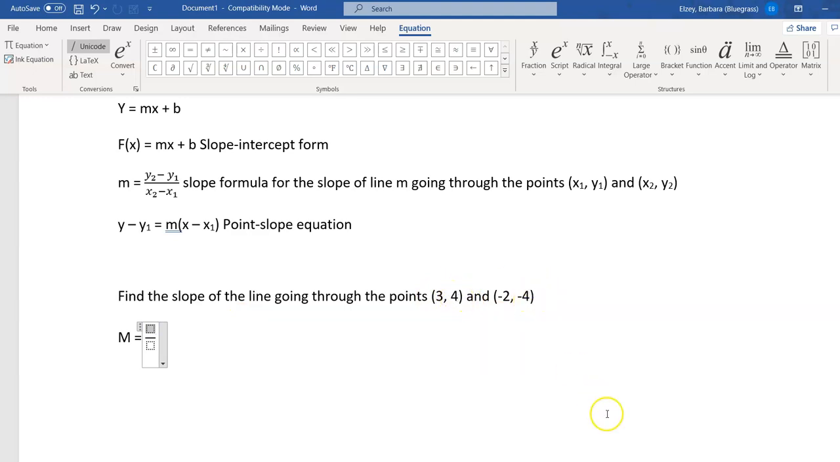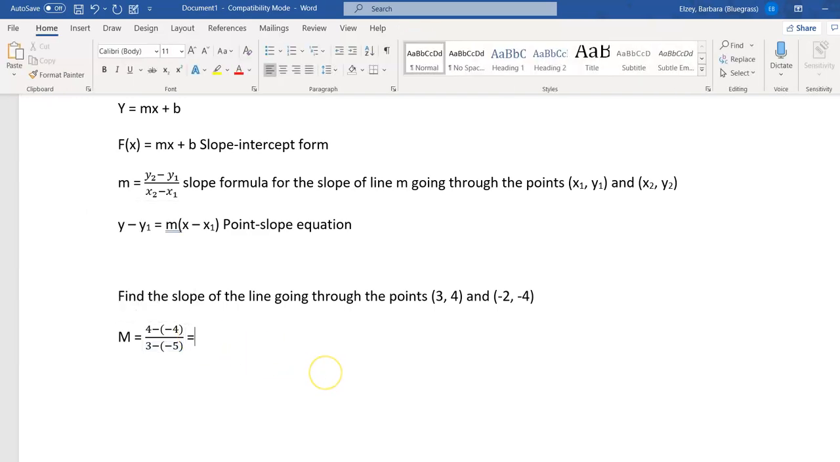So 4 minus -4. And be careful that you get that minus negative there. All right, and then on the bottom, since I started with the 4, I have to start with the corresponding x value. So 3 minus -5. All right, so let's notice, of course, that a negative really gives us a positive. So we end up with 4 plus 4 on top, or 8, and on the bottom, 3 plus 5, or 8, and this slope is 1.